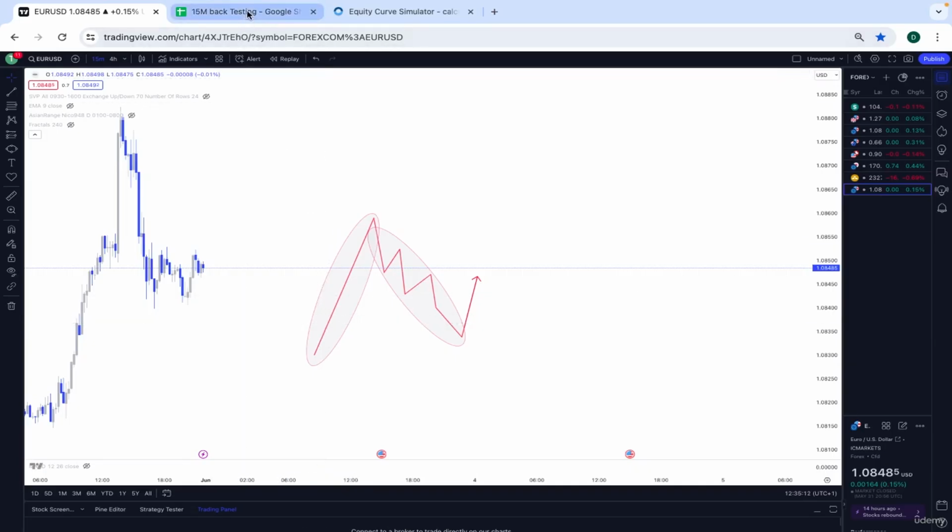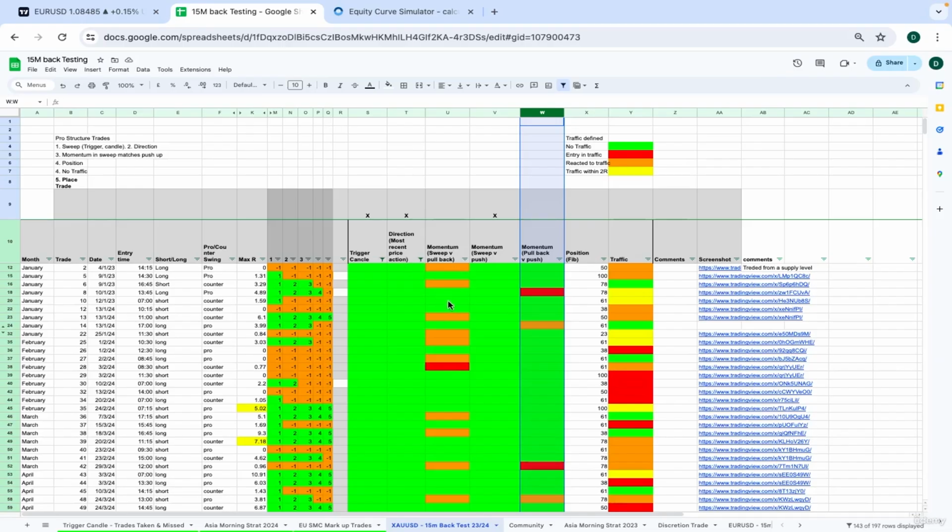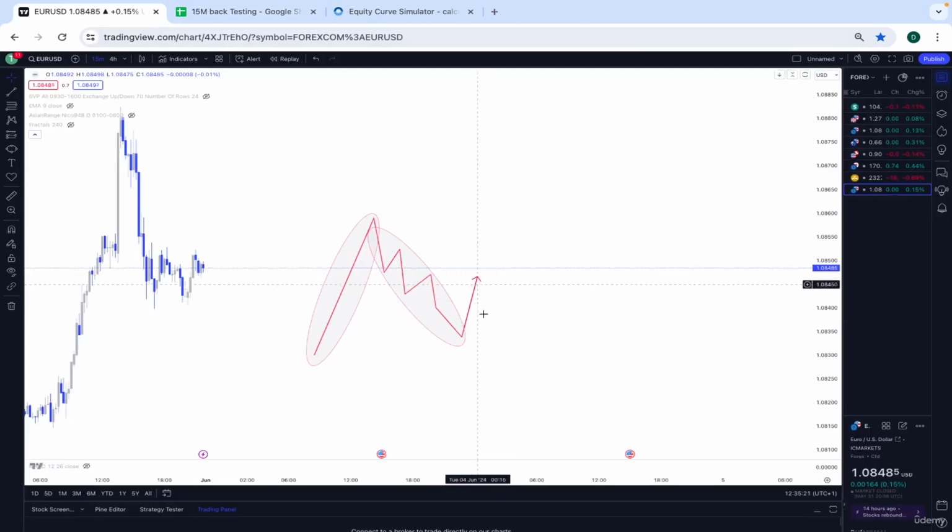So ideal trades, we'd obviously have 3 greens in these columns. So that means the sweep is stronger than the retracement. The push is stronger than the retracement. And we also have equal strength or good strength in the push up and the trigger candle.